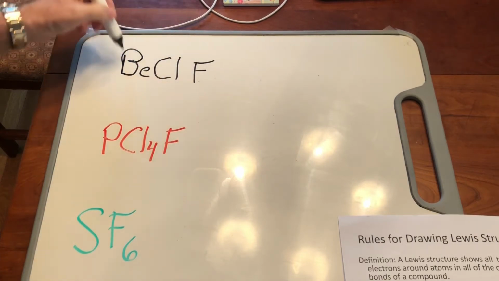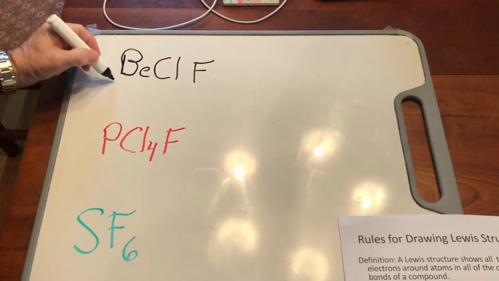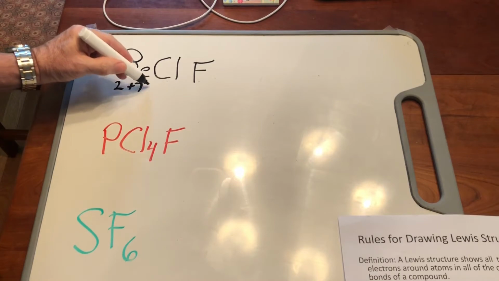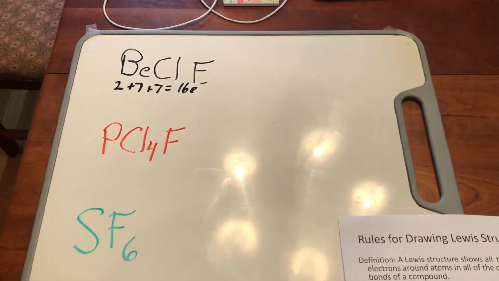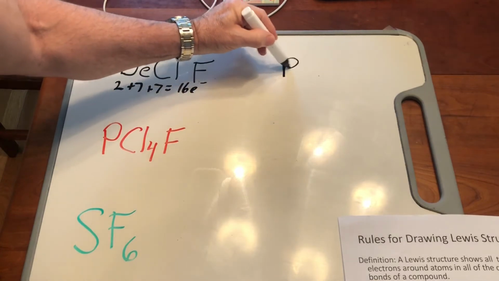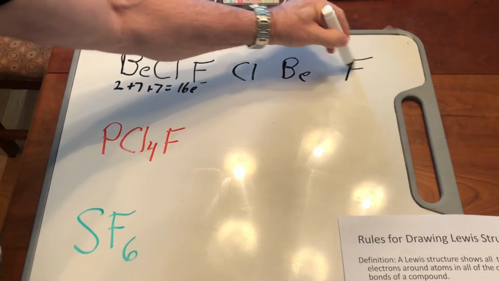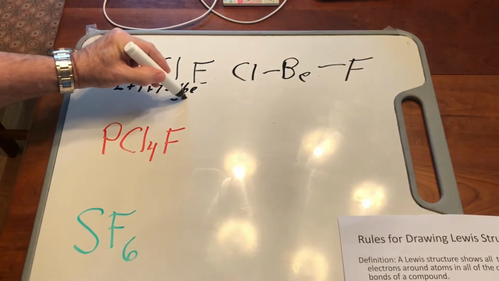How many total electrons do we have to deal with, our valence electrons? Well, let's see. Beryllium has 2. Chlorine and fluorine are both halogens. They both have 7. So we've got 16 total electrons to deal with. Now remember, beryllium is the first non-hydrogen, so it goes in the middle. Put the chlorine and fluorine around it. Connect, subtract our 4 that we used.